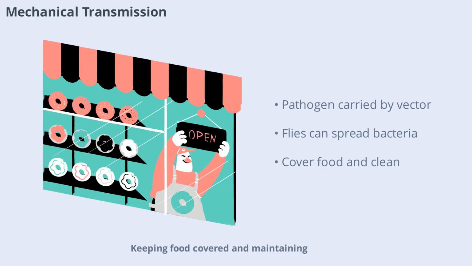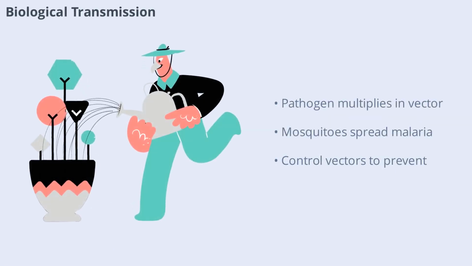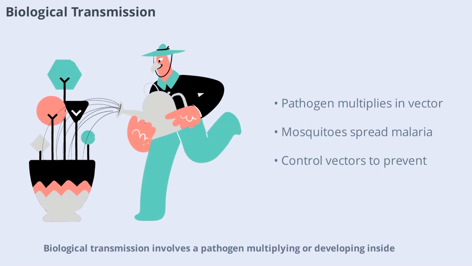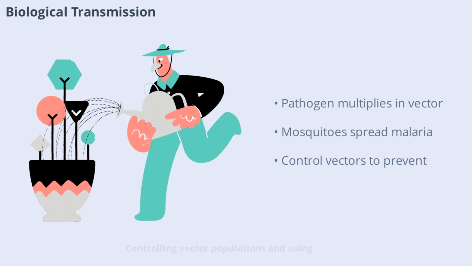Keeping food covered and maintaining cleanliness are effective preventive measures. Biological transmission involves a pathogen multiplying or developing inside a vector before being transmitted to a new host. Mosquitoes spreading malaria are a classic example. Controlling vector populations and using protective measures are key to prevention.